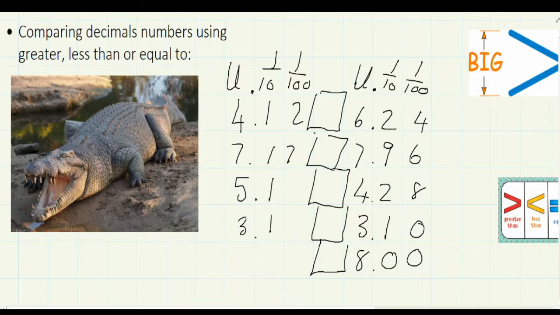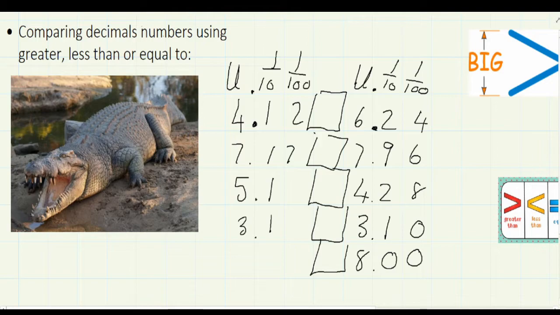Let's start at the beginning. We have 4.12 and we have 6.24. We have 4 units, 1 tenth and 2 hundredths, and we have 6 units, 2 tenths and 4 hundredths. You can hear me hopefully using the th at the end to identify that these are decimal numbers. These are numbers that are less than 1. They are numbers that are used to make up a part of one whole.